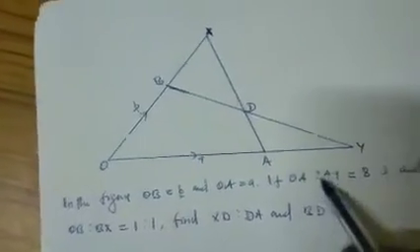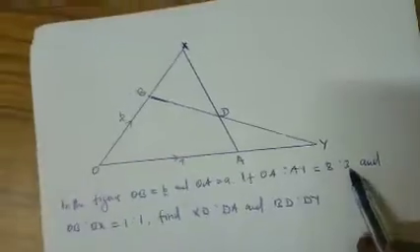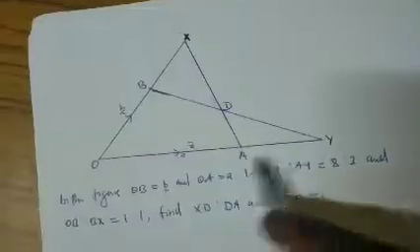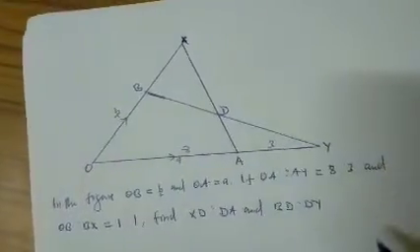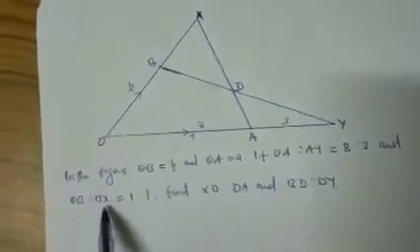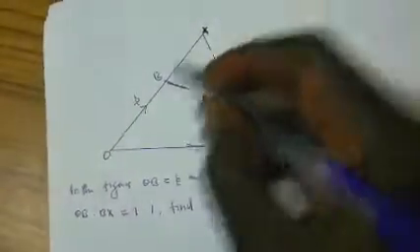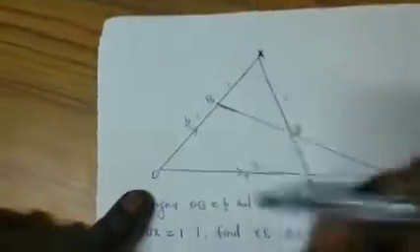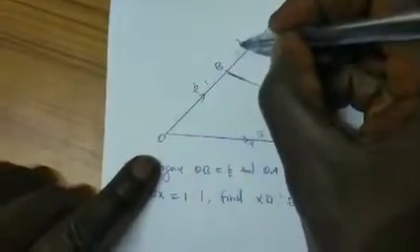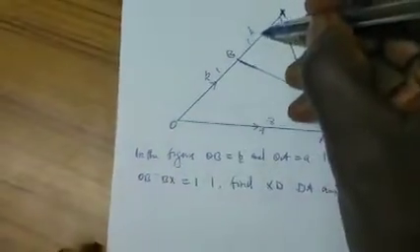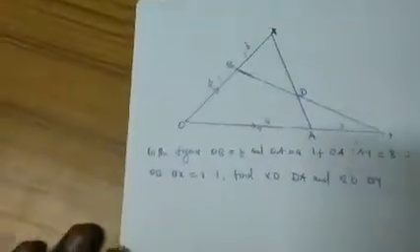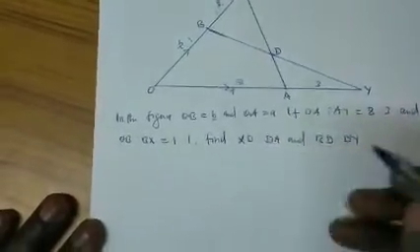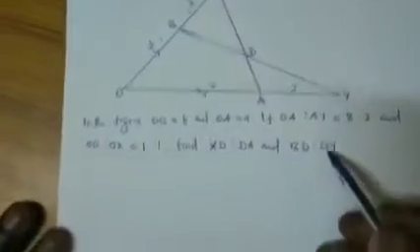If OA to AY is 8 to 3, OA has been divided into 8 proportional parts and AY into 3 proportional parts, and OB to BX is 1 to 1, so B is midway between O and X, and therefore this value here can also be b. That's the value b because it's 1 to 1. Now find XD to DA and BD to DY.